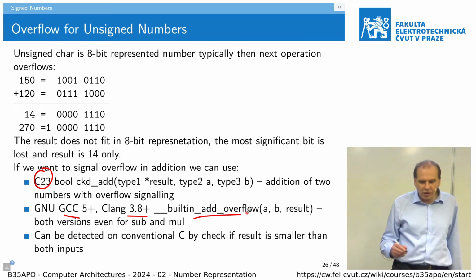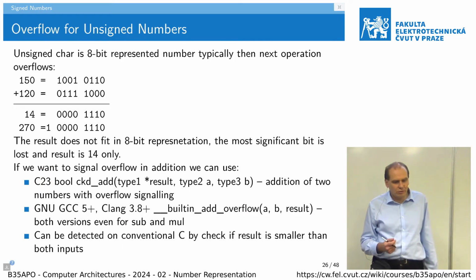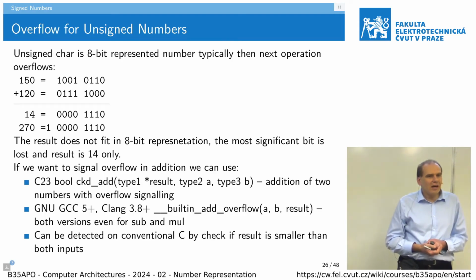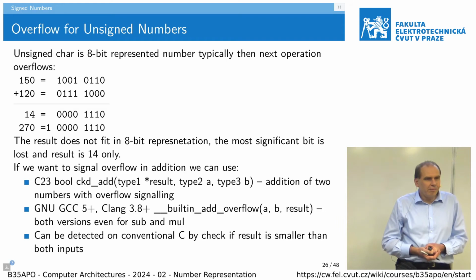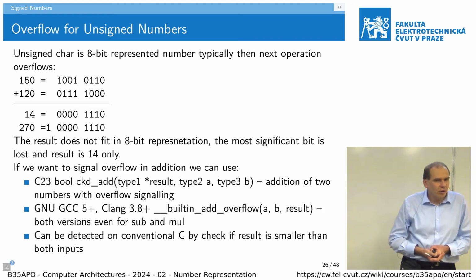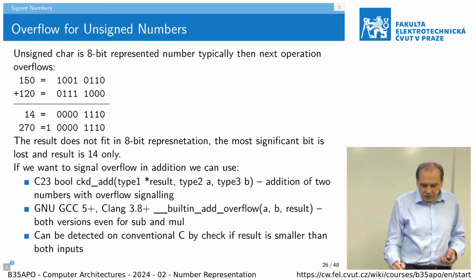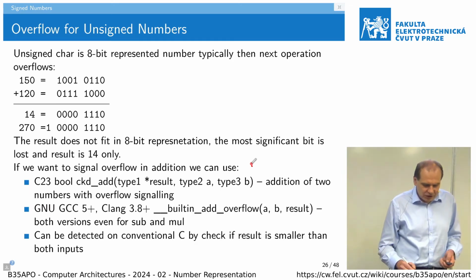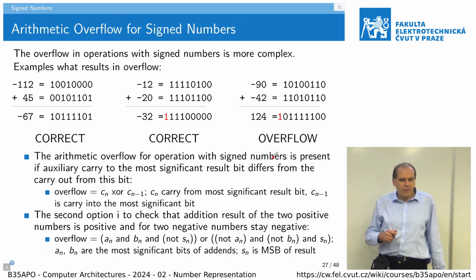If you do not have C23 or some built-in which allows to detect it, then how can we find overflow easily for unsigned numbers? If the result is smaller than one of the inputs. Because the result of positive or zero numbers addition cannot be smaller than an input. So it is possible, but it is inefficient to test it this way.